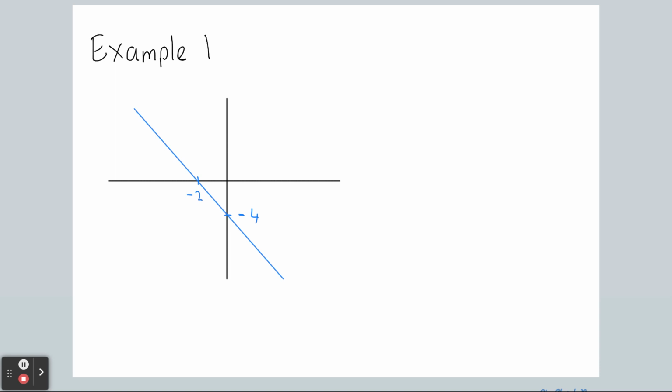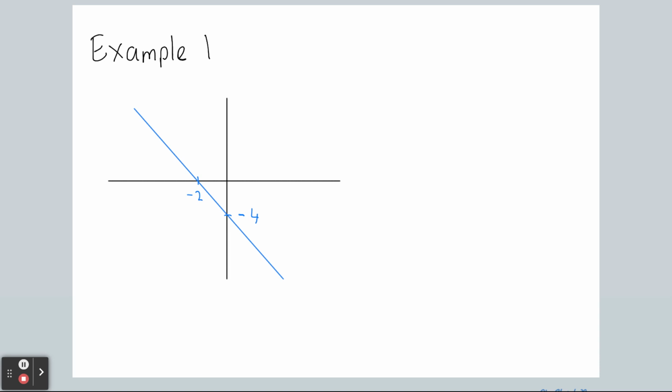So here's example one. We have a straight line that's passing through the x-axis at -2, so that's the x-intercept, and it's passing through the y-axis at -4. We can see that this straight line is going downways, and so we would expect the gradient to be negative. To come up with the equation here, we are going to need to work out the gradient first.